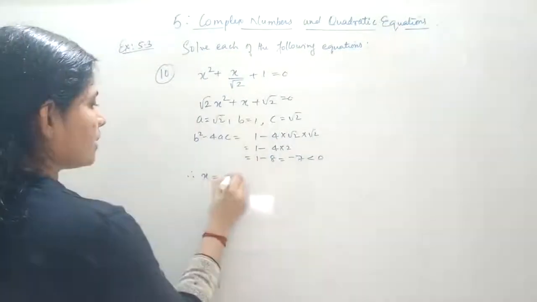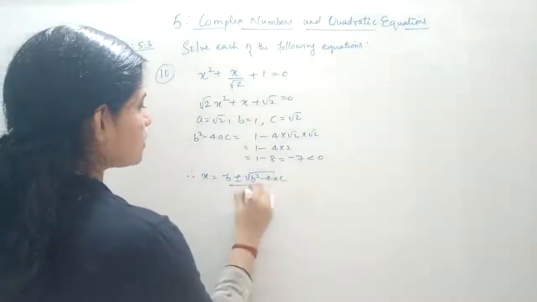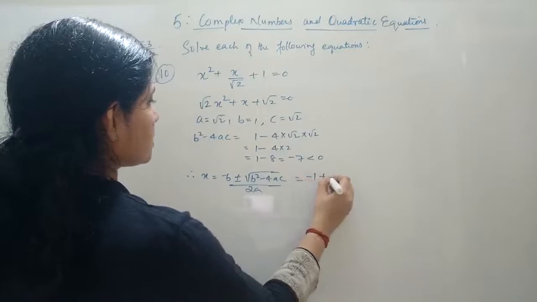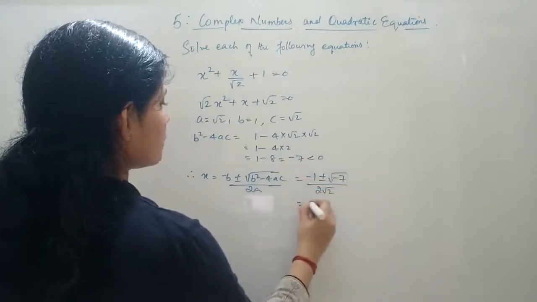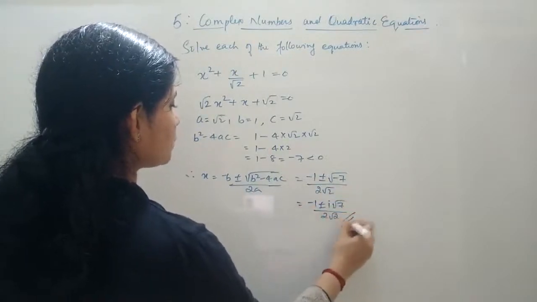Therefore, your x will be minus b plus or minus root of b square minus 4ac by 2a, which is equal to minus b will give you minus 1 plus or minus root of minus 7 divided by 2 root 2. It's minus 1 plus or minus I root 7 by 2 root 2. Okay.